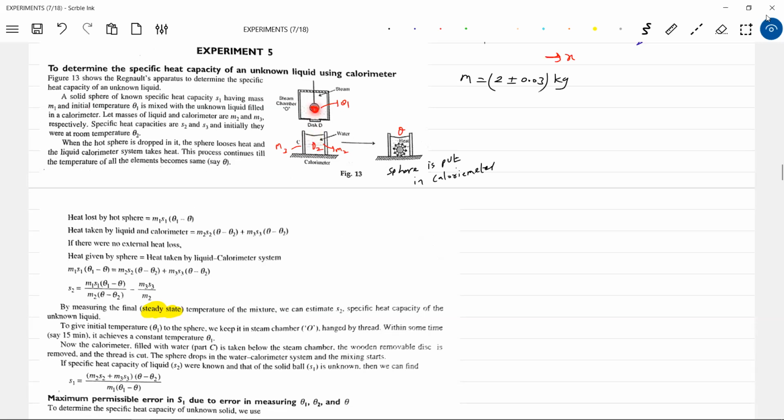Why can't we hold the sphere and bring it here? Why should we do it here? Let this be in one room, room number one, and this in room number two. From room number one, I'll bring this sphere. By the time you bring it from here to here, convection will occur, and the temperature θ1 you measured will be less than that. Therefore, it should be dropped immediately. The moment you open the disc and cut the thread, it will get dropped.